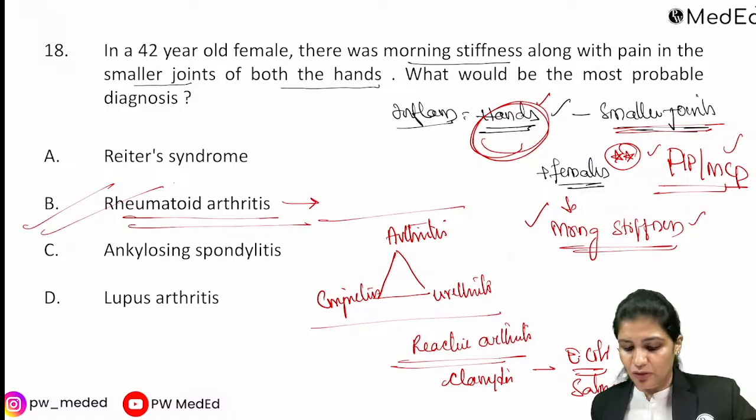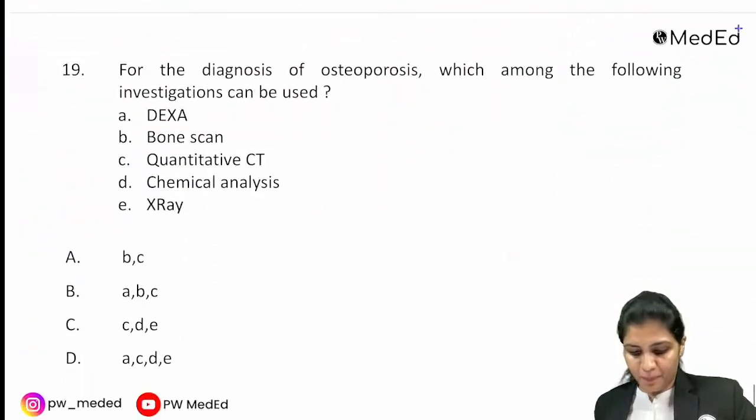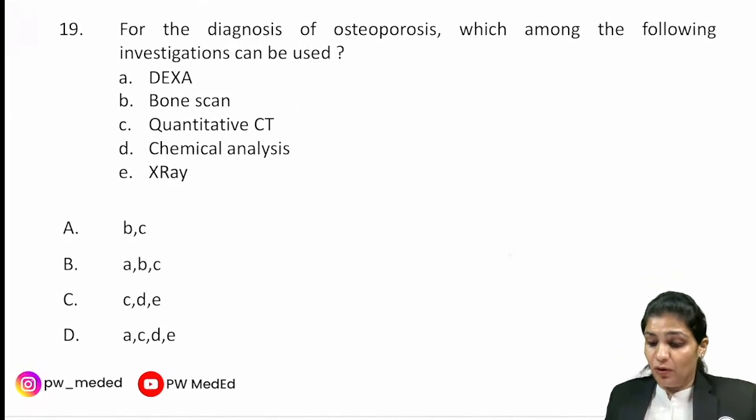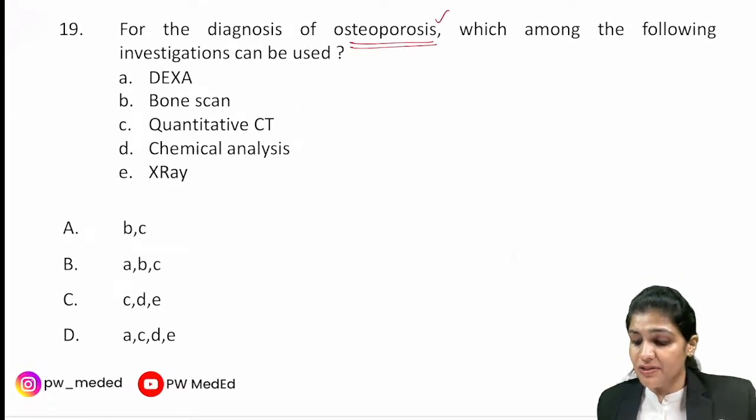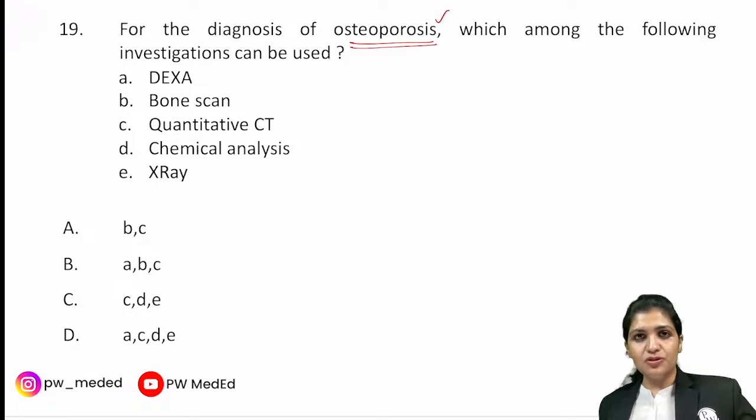Ankylosing spondylitis we have already dealt with. Lupus is your SLE, right? And now again one more from osteoporosis. In case of osteoporosis, which of the following investigations can be used for diagnosis?